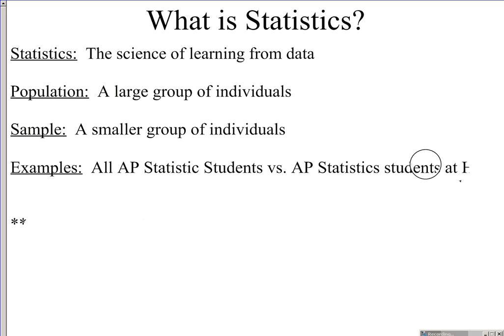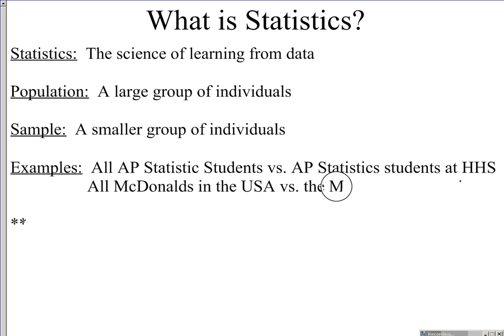So another example of the difference between sample and population: all AP Statistics students versus AP Statistics students only at Hananiga. The students at Hananiga represent a smaller subgroup of the overall population of all students that are taking AP Statistics. All McDonald's in the US versus all the McDonald's in Rockford. McDonald's in Rockford would be a smaller sample of the entire population of all the McDonald's in the USA.